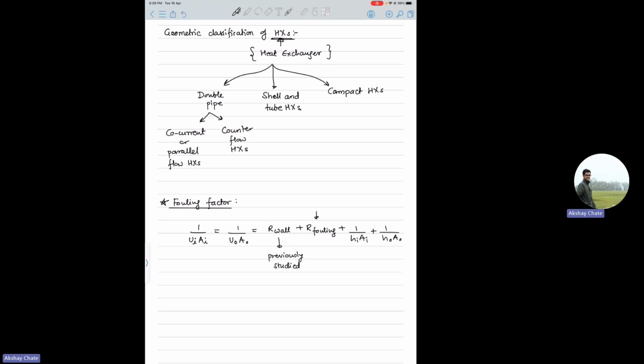in some problems it is given, so you should know where to use the fouling factor. And in some cases, in some subjective questions also, they ask. Typically with the periodic or prolonged use of the heat exchanger, fouling starts to happen, and then the fouling factor sometimes may play a very critical role because it may be determining the overall heat transfer coefficient.